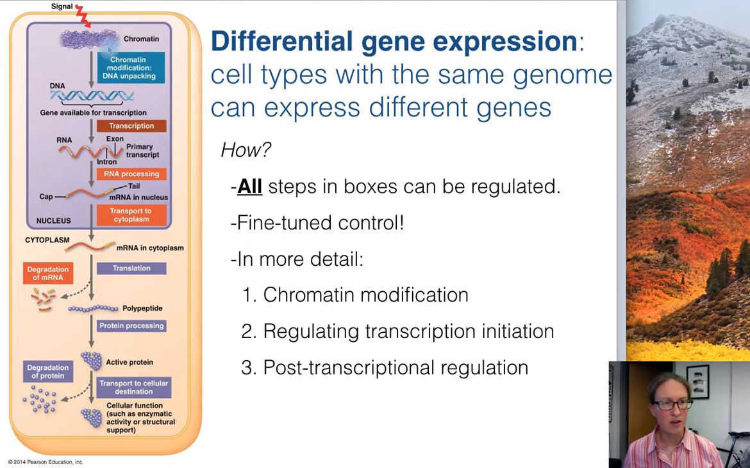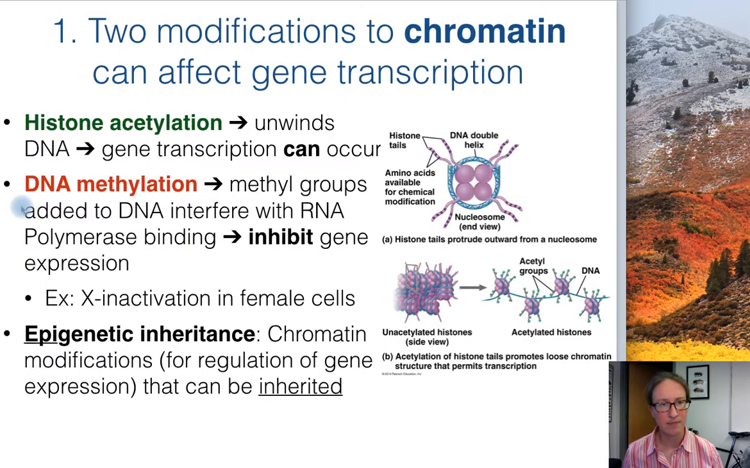So, for example, one big area for regulation of gene expression happens actually at the level of the chromatin. So we'll look at that in greater detail. Along with that, we'll look at how transcription initiation is more finely regulated in eukaryotes, and then we'll also examine some mechanisms of post-transcriptional regulation, so further down in this process.